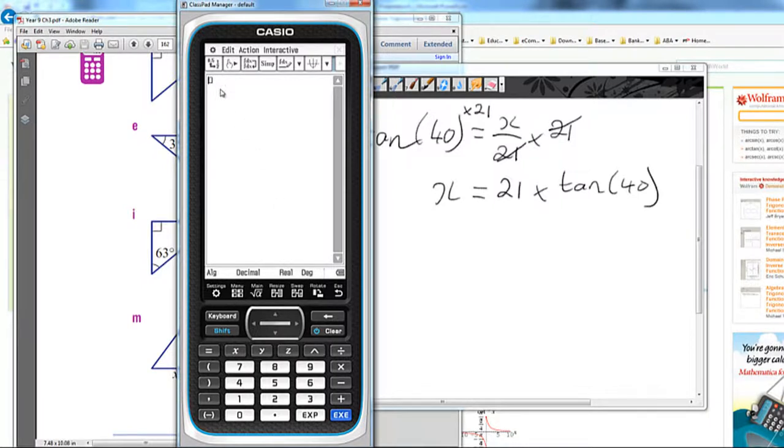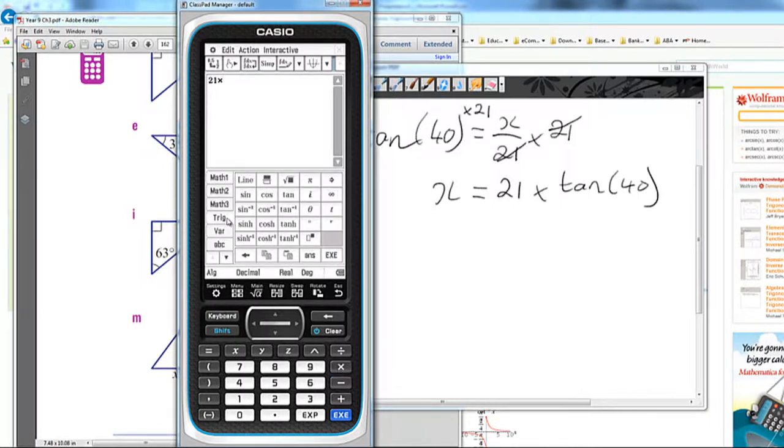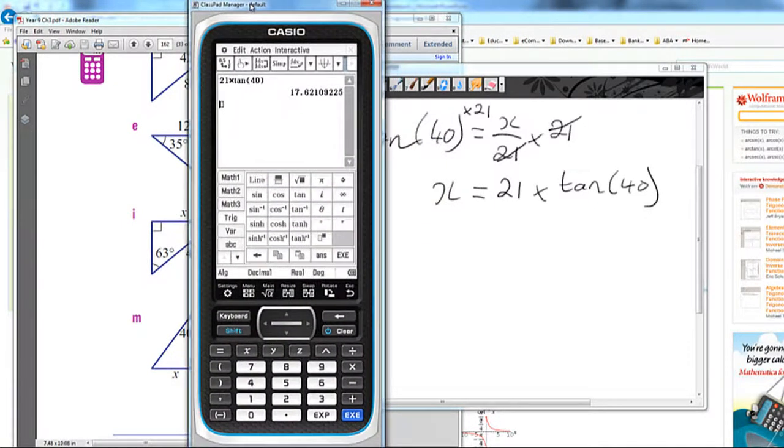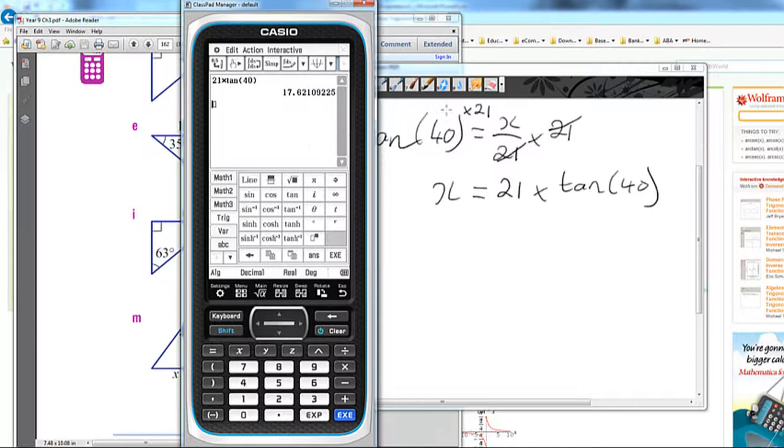So the way I type it in is I just type in 21 multiplied by, bring up your keyboard, trig functions, tan 40, close your brackets, and execute. So that side length is approximately 17.6 centimeters or meters. What is it? It doesn't even say units. So that's how to do it on the calculator there.